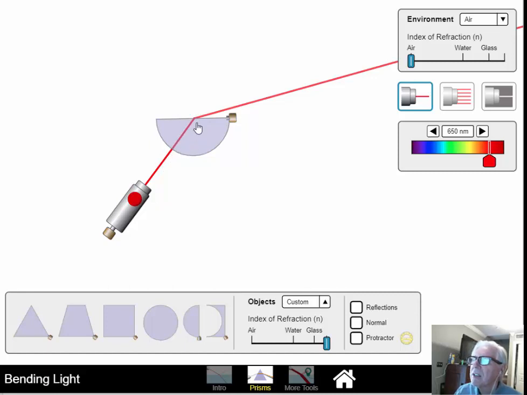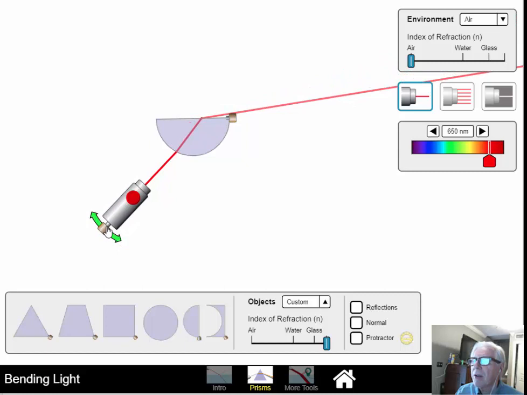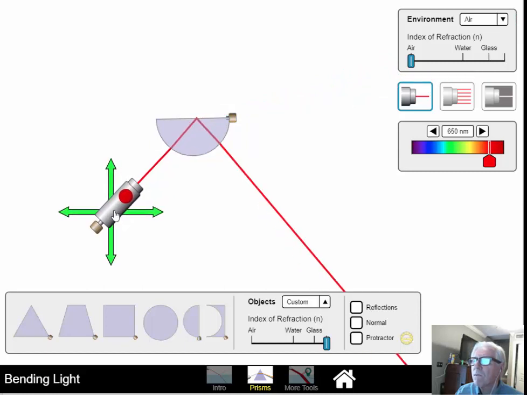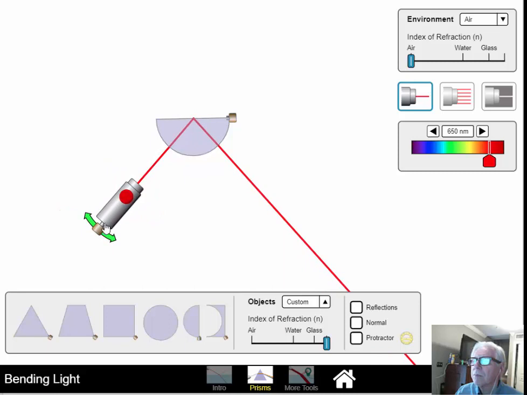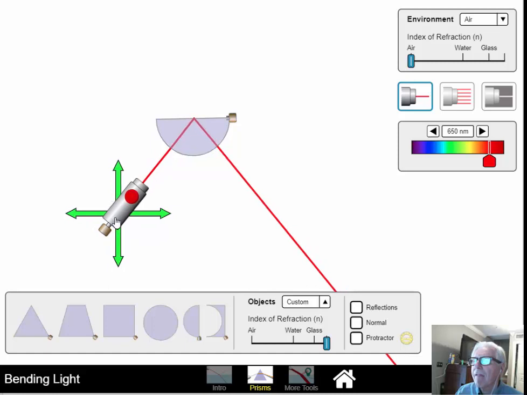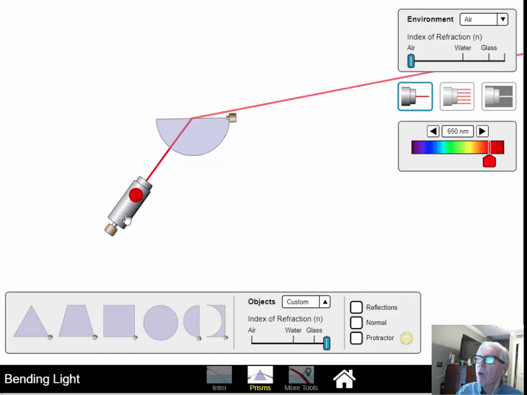But look at this. Again, I'm going from a dense medium to a less dense medium, and I'm curving away from the normal. But look how far I'm curving away from the normal. I will get there just a little bit. You go from refraction to reflection, and it happens at the critical angle.